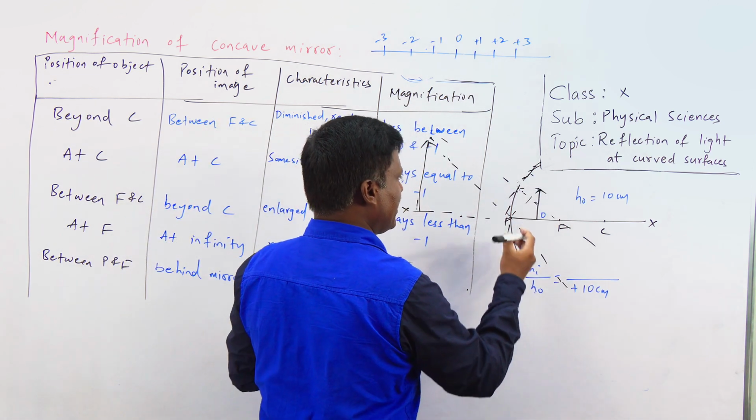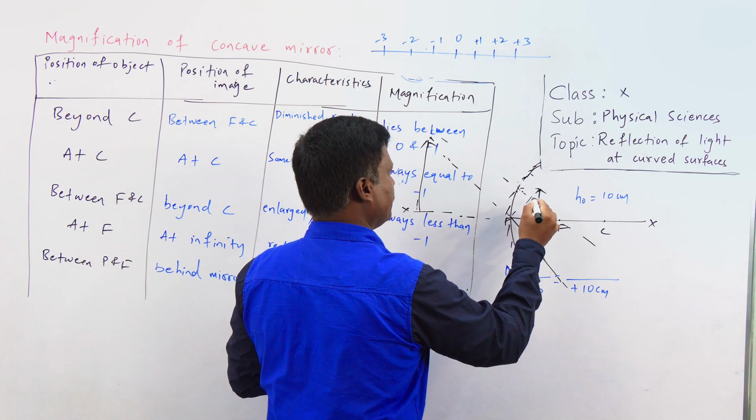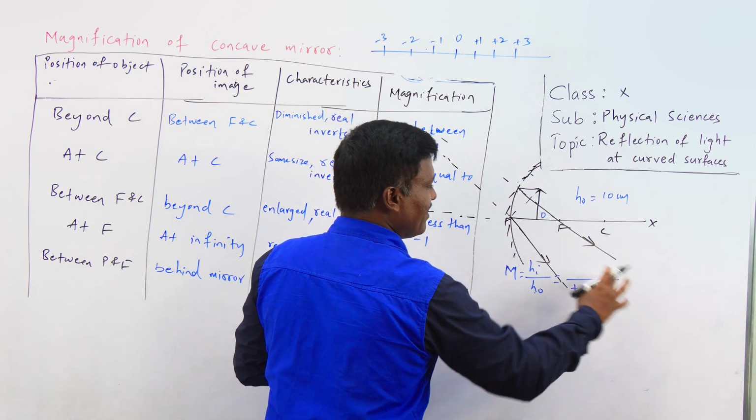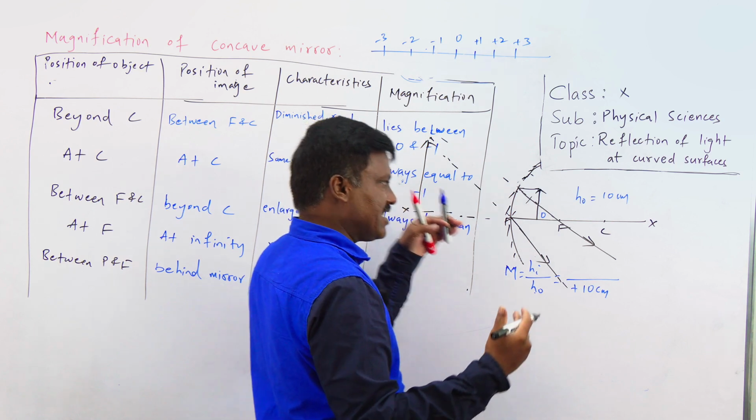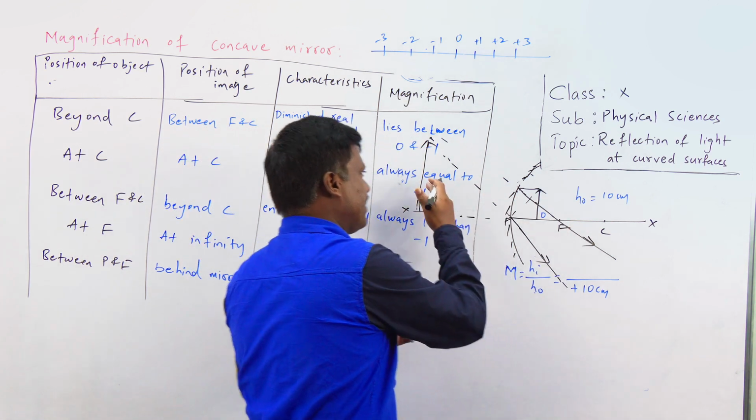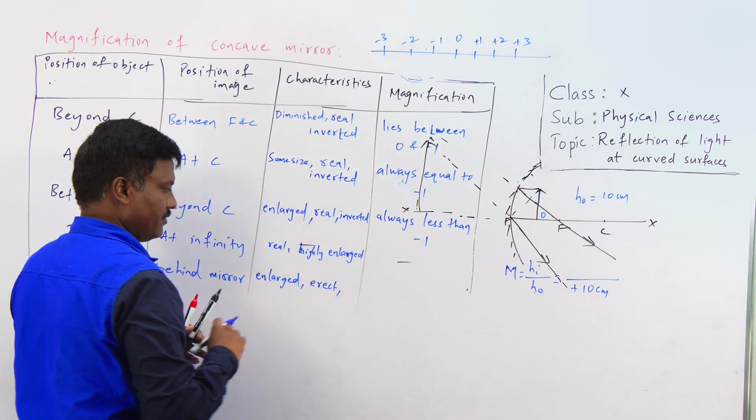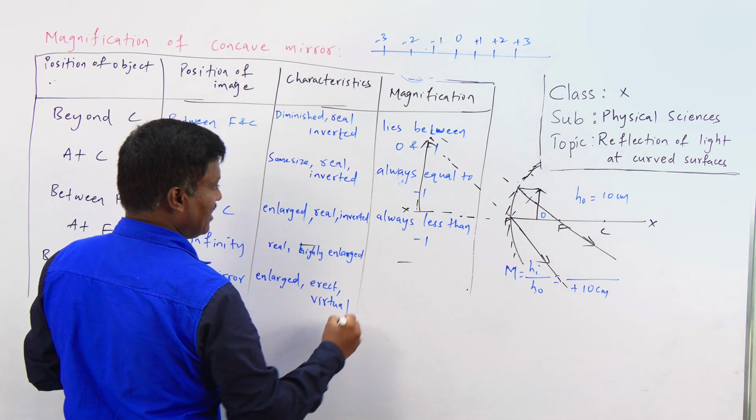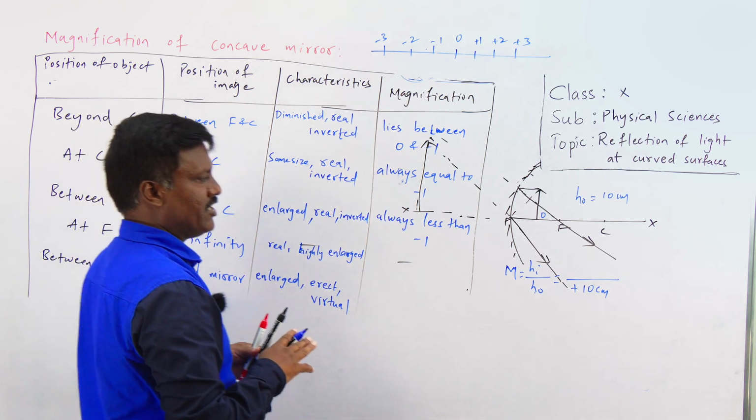You see, after reflection, what is happening? Rays are diverging, not converging. If the rays converge after reflection, a real image is formed. If the rays diverge after reflection, we get a virtual image. These are the characteristics. Now we are going to find the magnification.